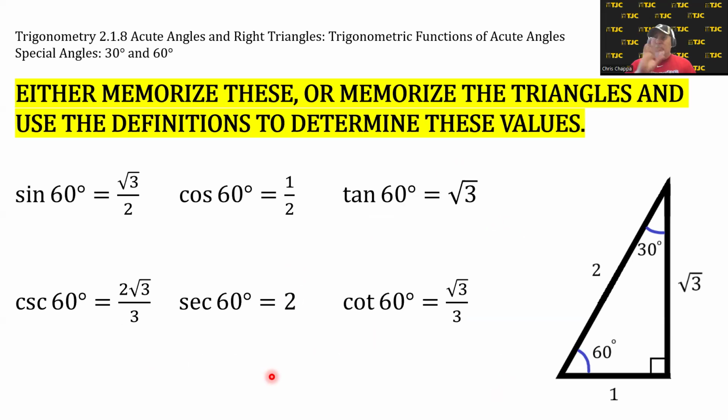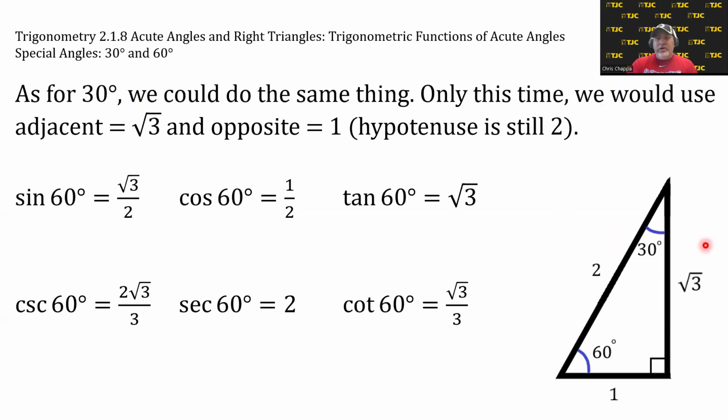Now either memorize these or memorize the triangle and use the definitions to determine these values. Personally, I memorized everything. Now, as for 30 degrees up here, we could do the same thing, only this time we'll be using an adjacent side of the square root of 3 and an opposite side of 1 while still using a hypotenuse of 2.